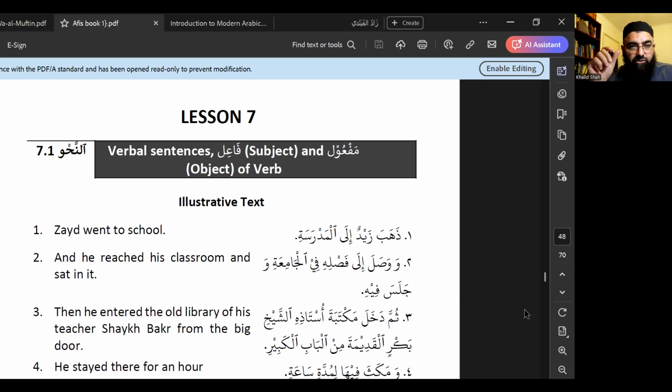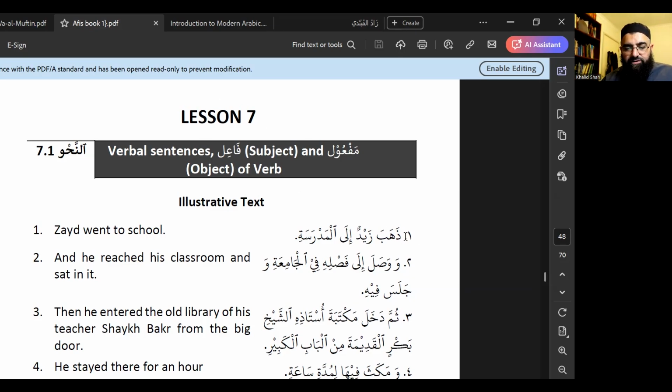Now we've learned verbs. We've learned the various different types of past, nasara, ma nasara, nusira, ma nusira, and so forth. So now we're going to put them into a sentence. Let's start, and as you see with the examples, you'll understand from the examples themselves. ذهب زيد إلى المدرسة. There are three components to a sentence: the fi'l, the verb itself; the fa'il, the subject, the doer of that verb; and the maf'ul, the object, the one that receives the action that is done to it.